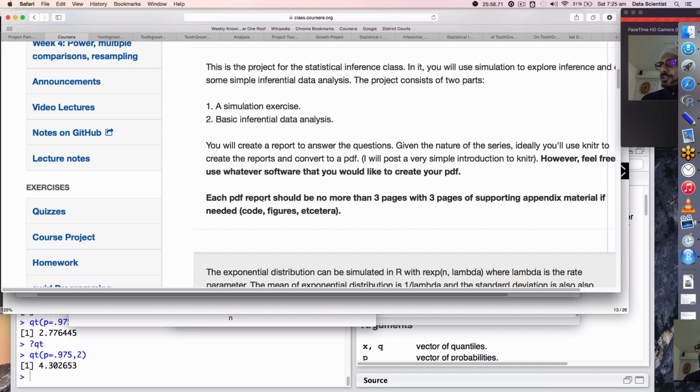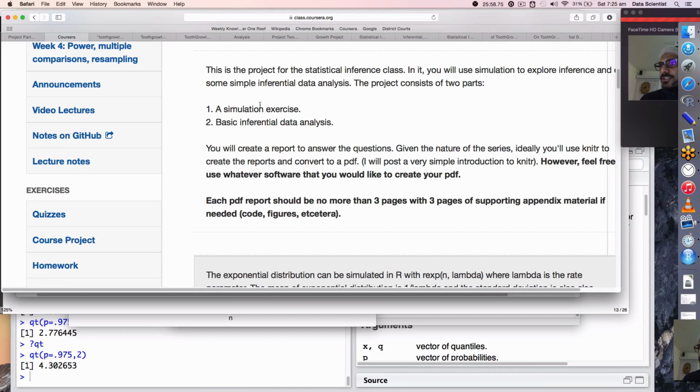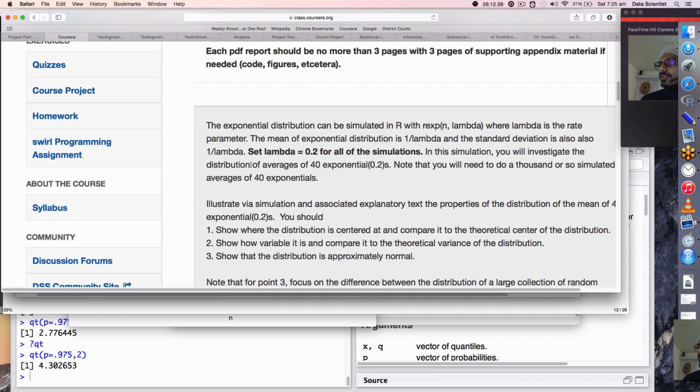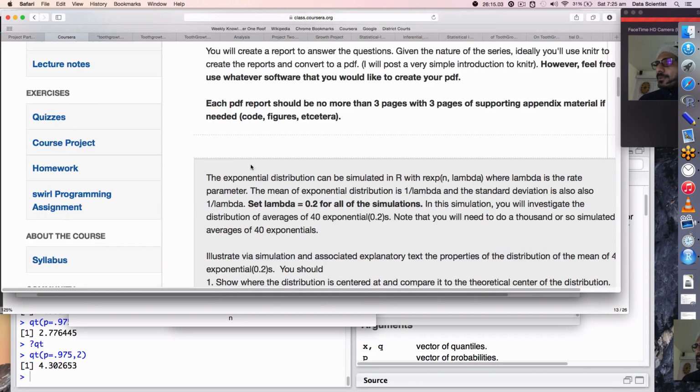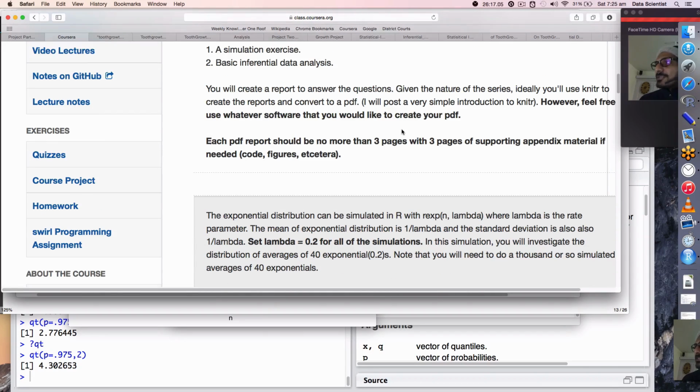Okay, so what is this project about? There are two parts to the project. First is a simulation exercise, and the second is basically inferencing: you have to infer certain things using the t test distributions. All right, so the t distribution is what you will use. Now here what he's saying is that you need to create a PDF. This is important. He says you can use whatever software you want to create the PDF to submit finally, and you will use knitr.